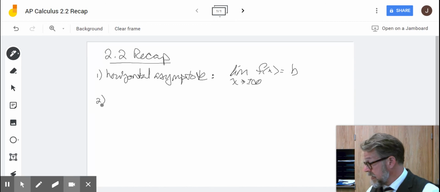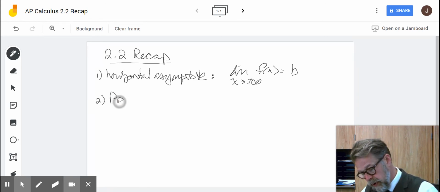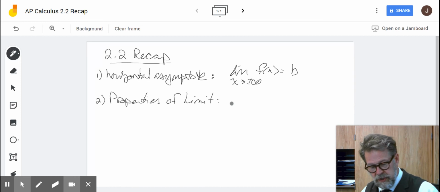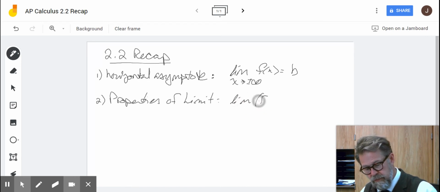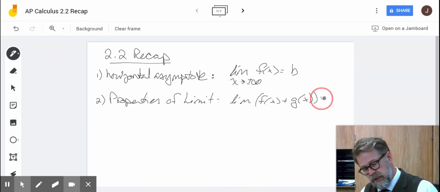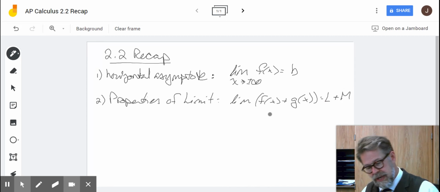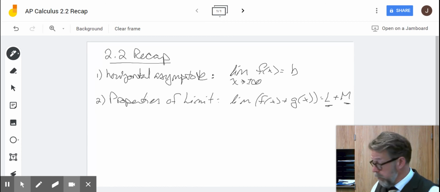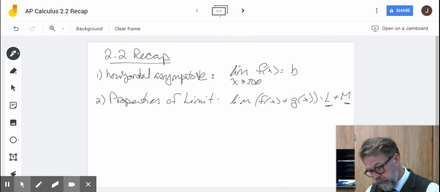Thing two, you need to know the various properties of limits because we could ask you, for example, what is the limit of some sum of functions? And you need to know that that is just the limit of the first plus the limit of the second if we define those as L and M. Okay, that's from the book, so take a look there.